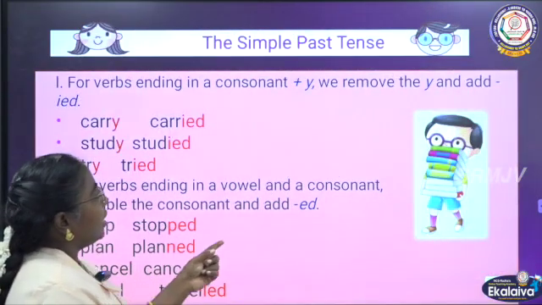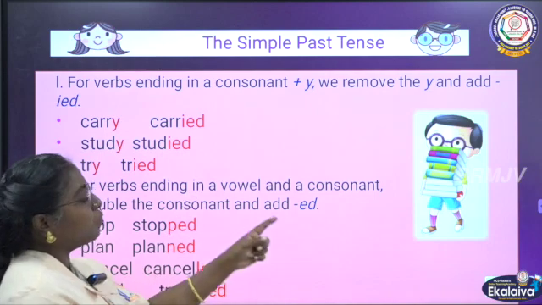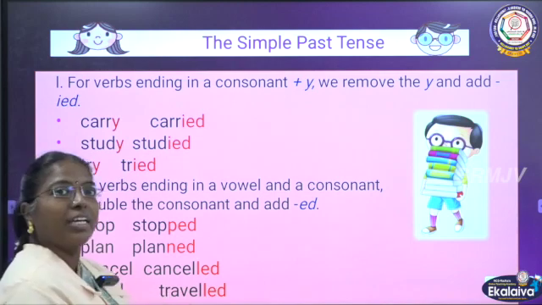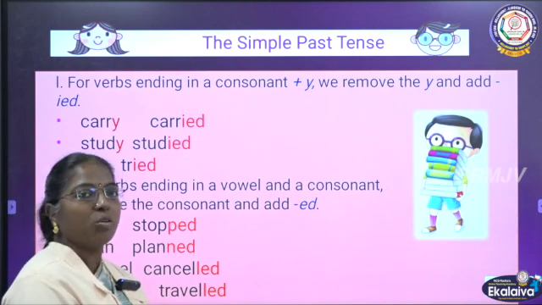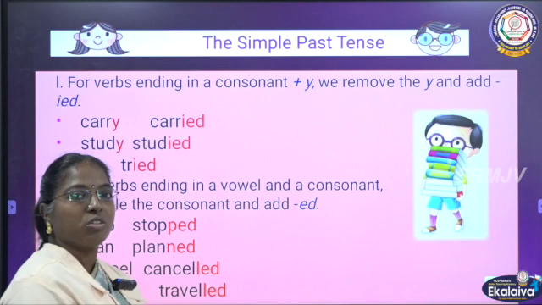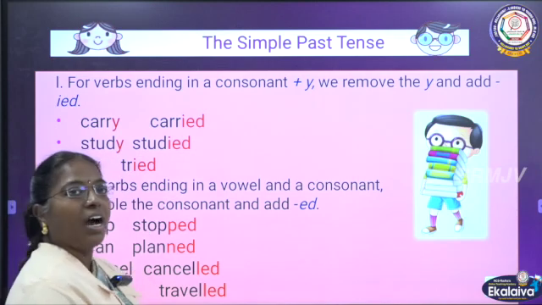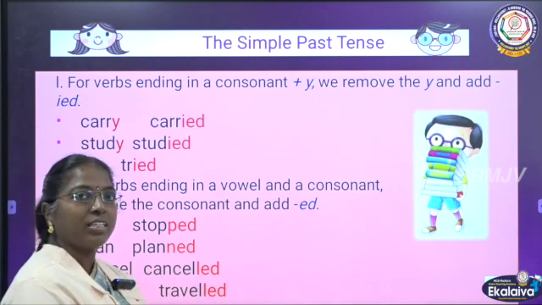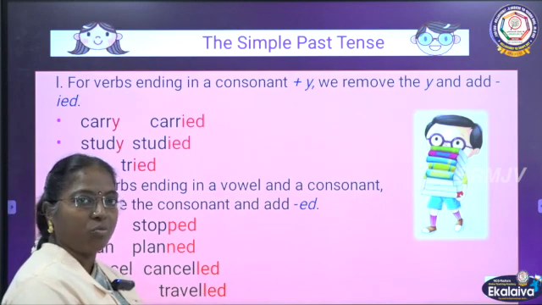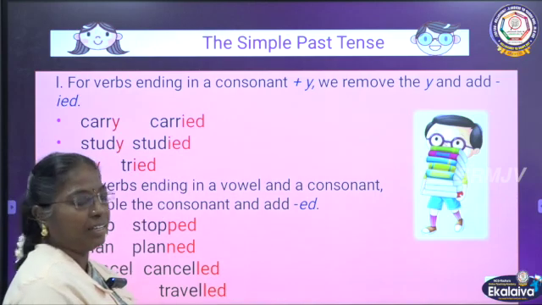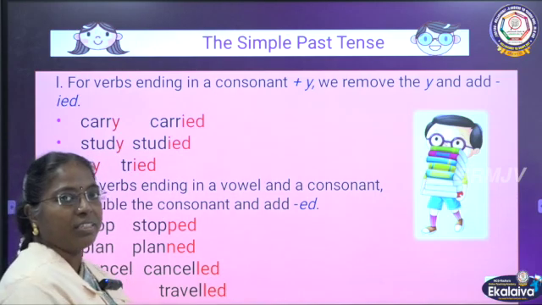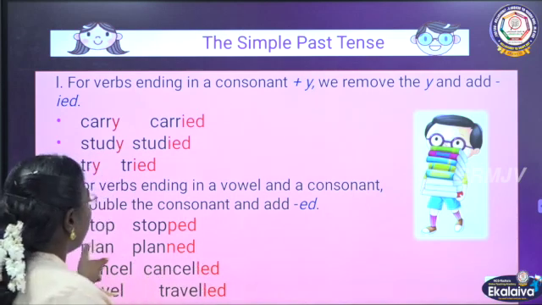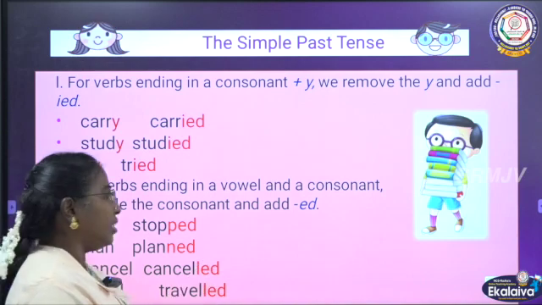And for verbs ending in a consonant and y, we remove the y and add ied. Okay. For example, carry. What is the last letter? Y. So, we remove the consonant y and we add ied: carried. Study. What is the last letter? Y. So, remove the consonant y and add ied. Try, tried.